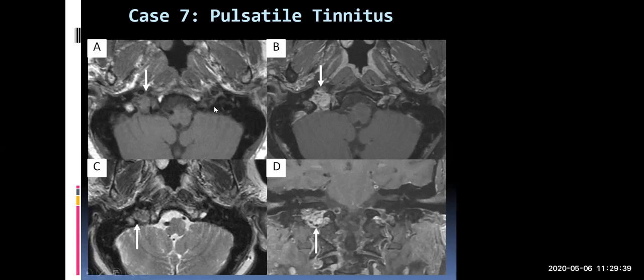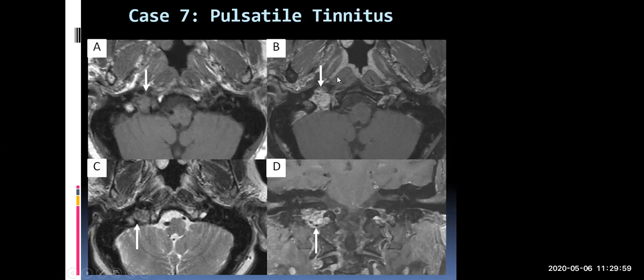So going through the panels, what you're looking at is a T1 axial pre-contrast image. You can see the fat stranding in these areas, normal fat signal, which is bright. You can see the fluid signal that is hypointense, or darker, compared to the brain. You can see a lesion here, posterior to the carotid artery.